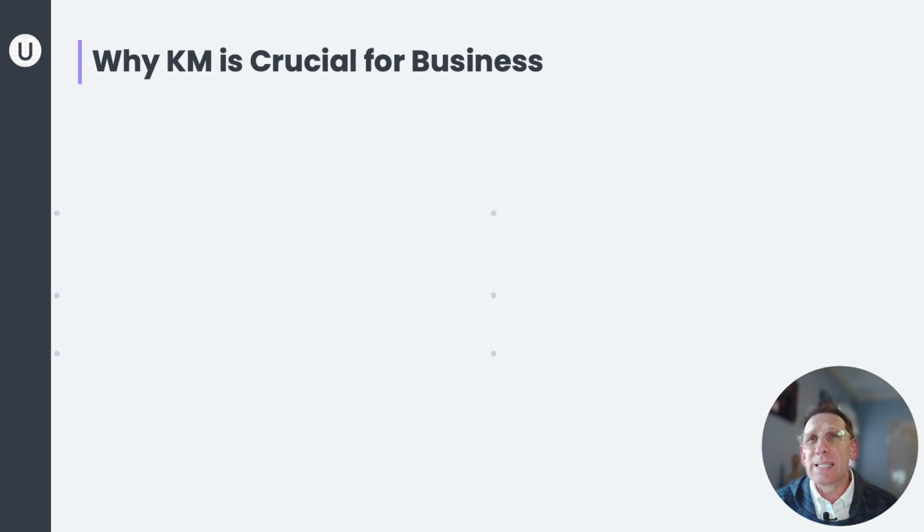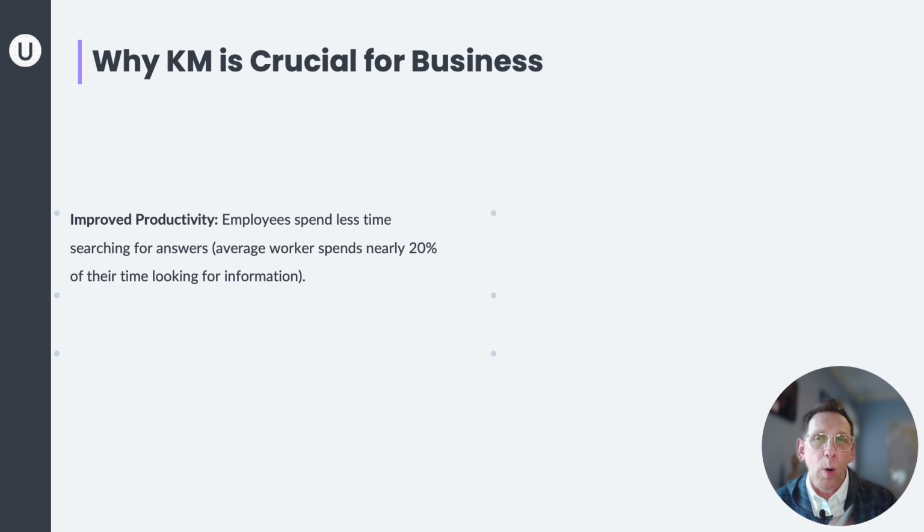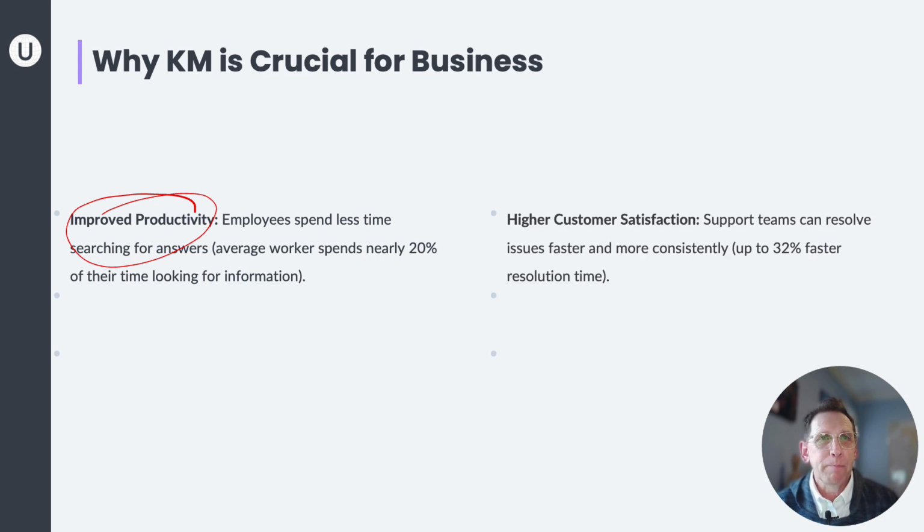Now, why is KM, knowledge management, so crucial to business? Well, one is improved productivity. Employees spend less time searching for answers. Average workers spend nearly 20% of their time looking for information. When you've got all that knowledge management together, it can speed up the process.